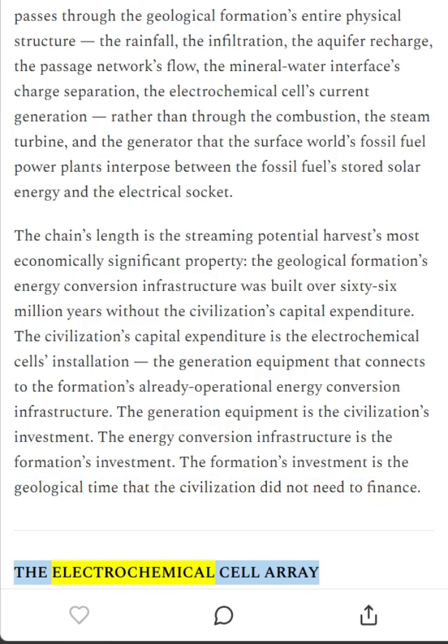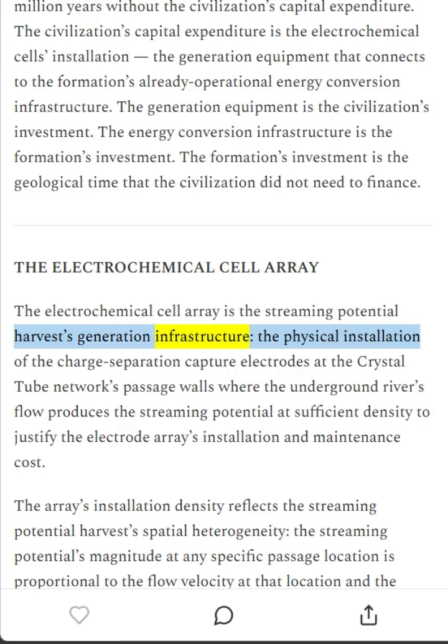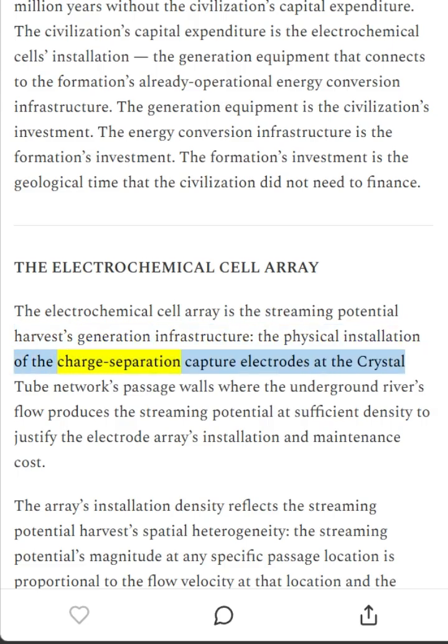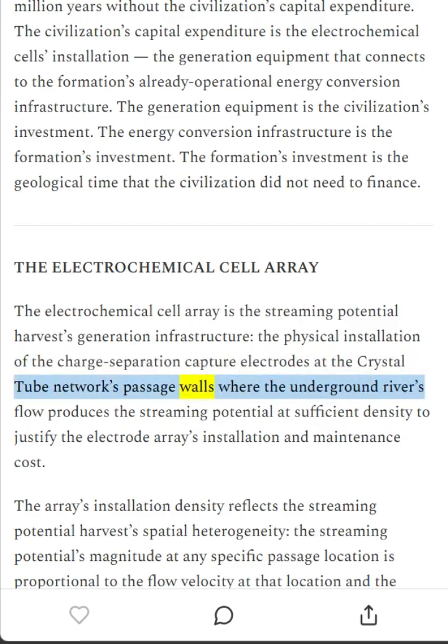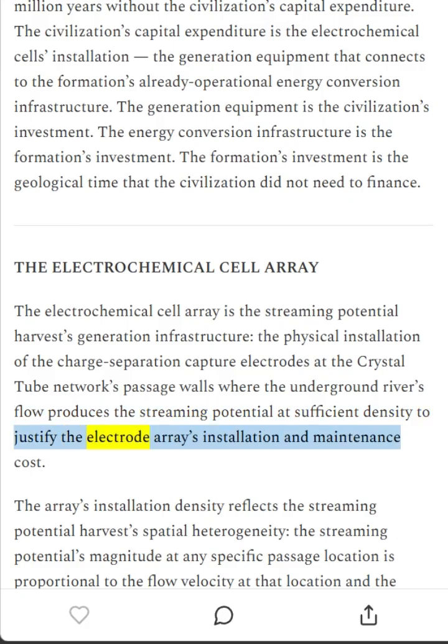The electrochemical cell array. The electrochemical cell array is the streaming potential harvest's generation infrastructure, the physical installation of the charge separation capture electrodes at the crystal tube network's passage walls where the underground river's flow produces the streaming potential at sufficient density to justify the electrode array's installation and maintenance cost.